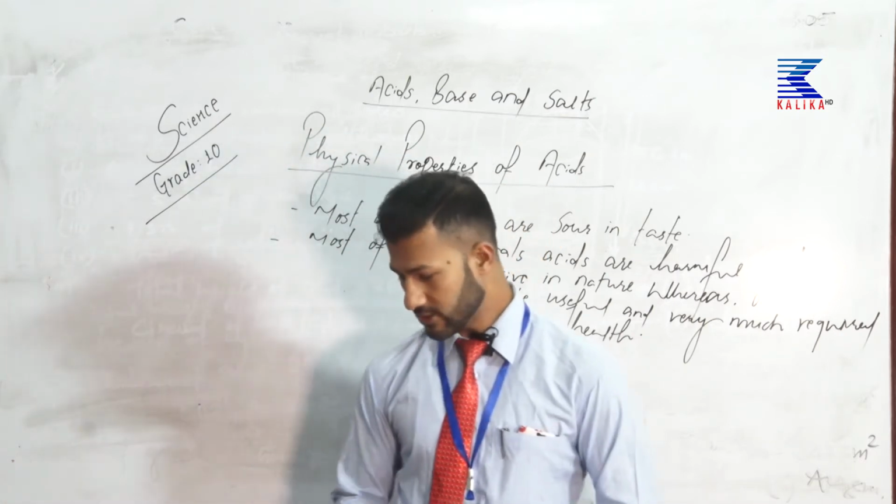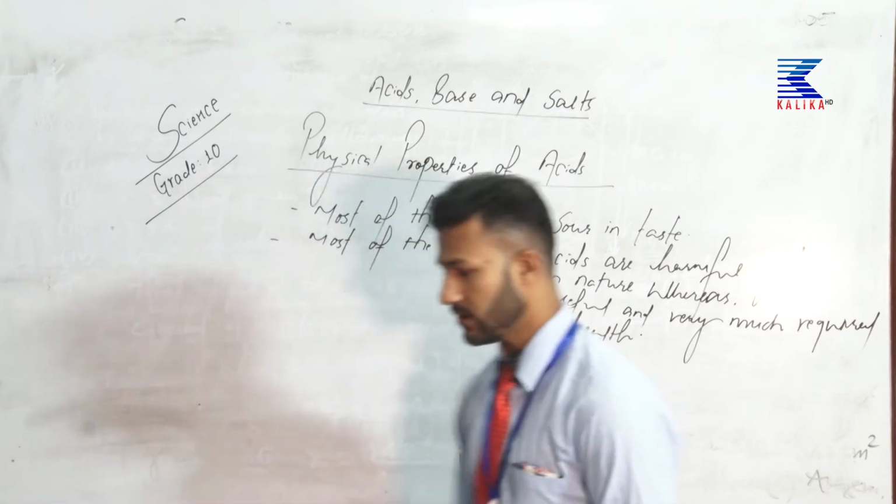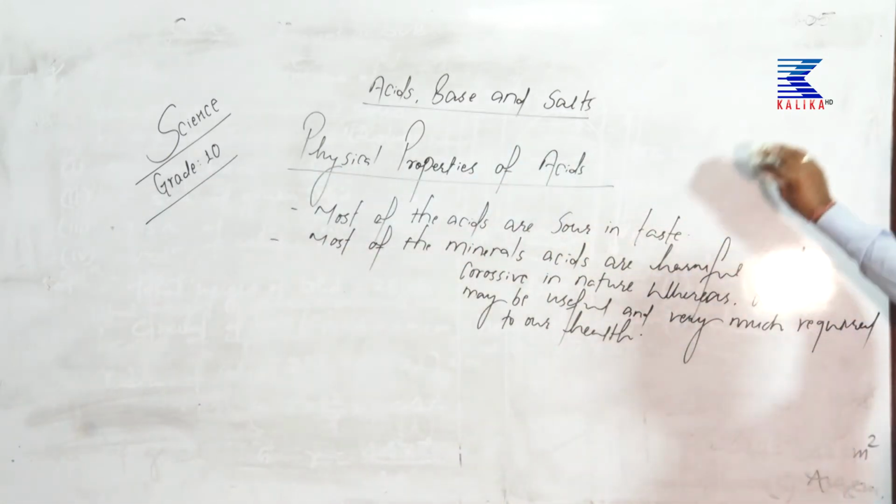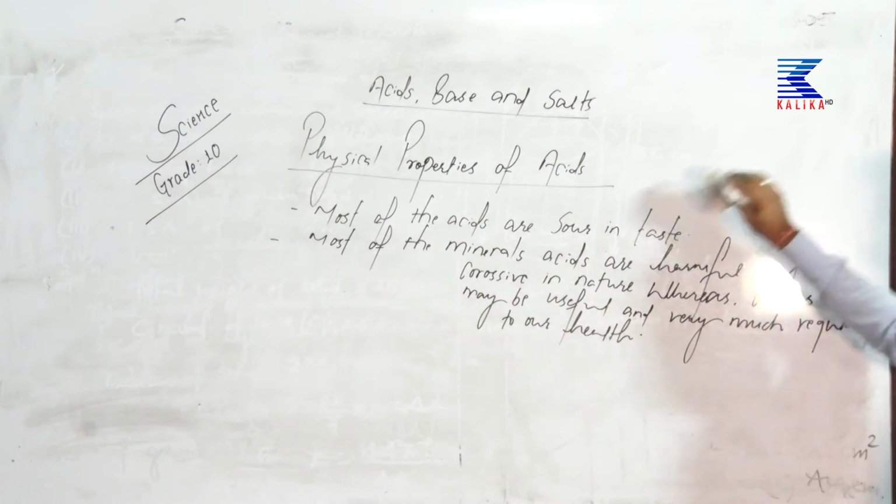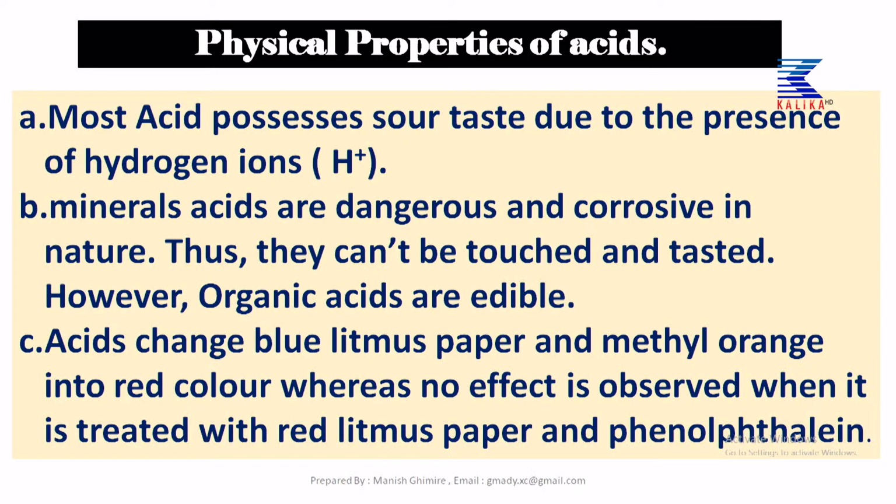Likewise, another physical property, I may drop this, I think you note it down. Let us discuss acids on the basis of how they show change with indicators. You can see the third point there. Acids change blue litmus paper and methyl orange into red color.